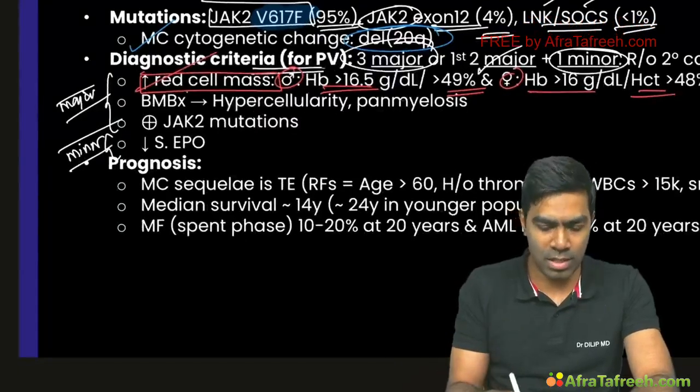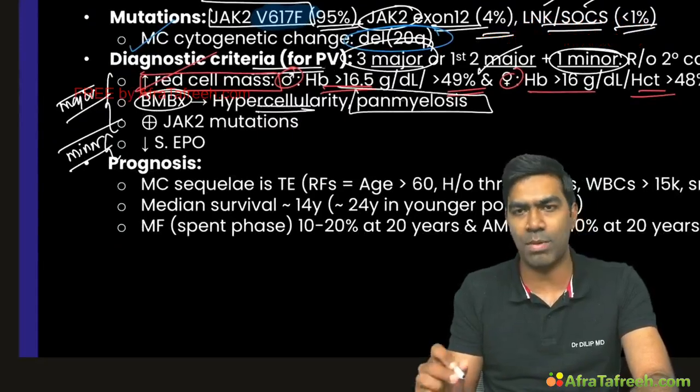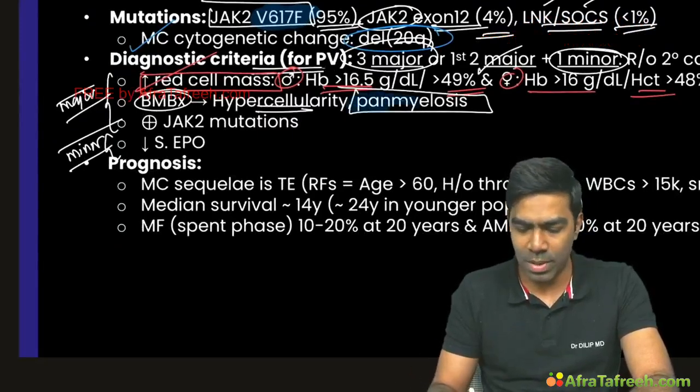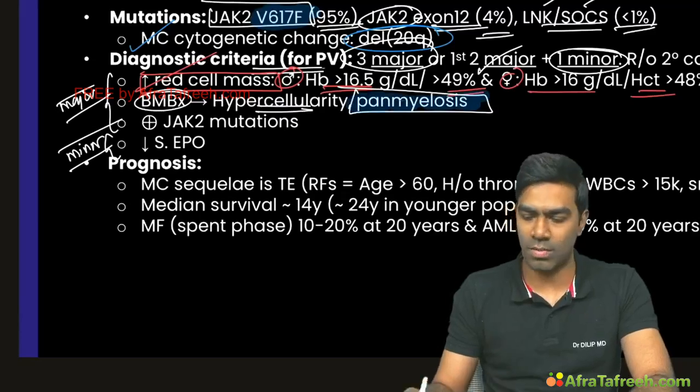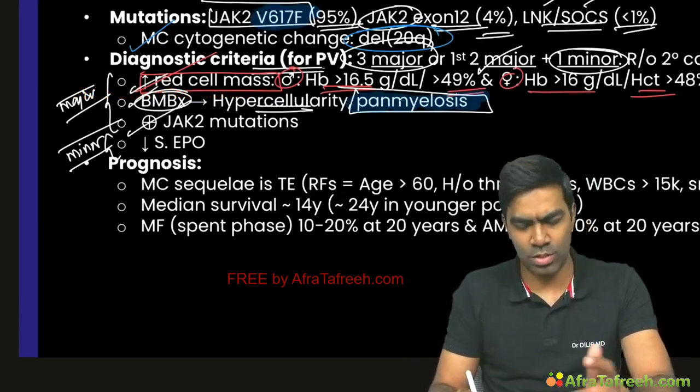Number 2, in the bone marrow aspiration or biopsy, you should have hypercellularity with trilineage hyperplasia, often referred to as panmyelosis. Very, very important point with regards to polycythemia vera. And of course, the third major criteria, presence of JAK2 mutations, any JAK2 mutation, either V617F or exon 12 mutations.